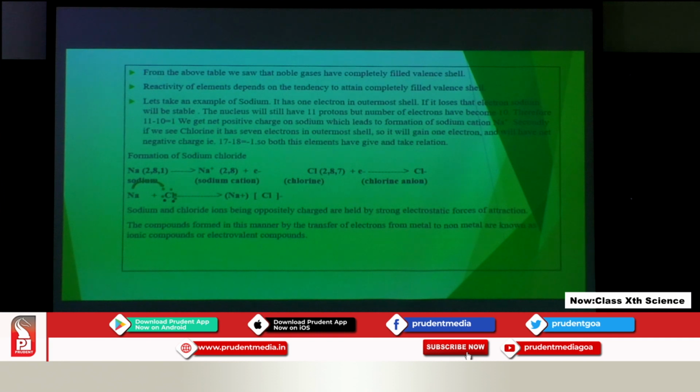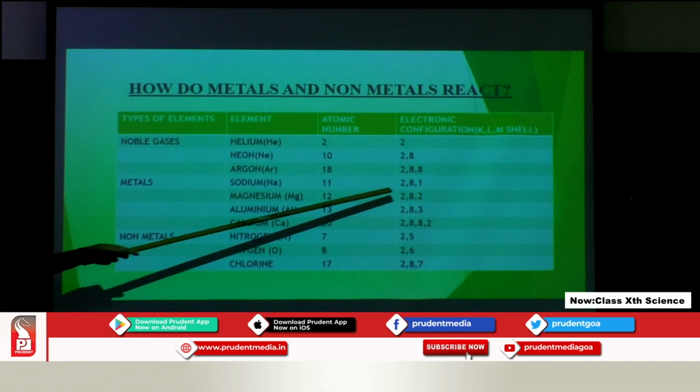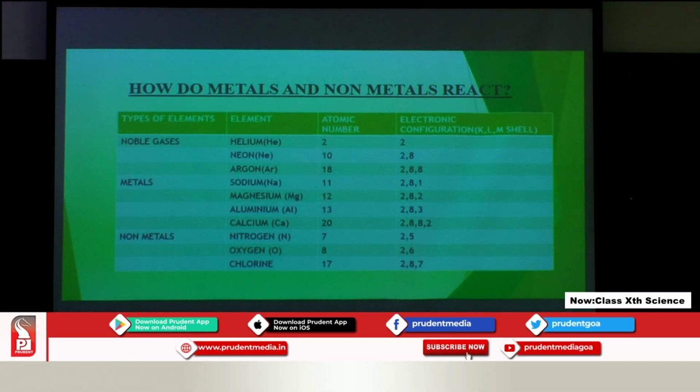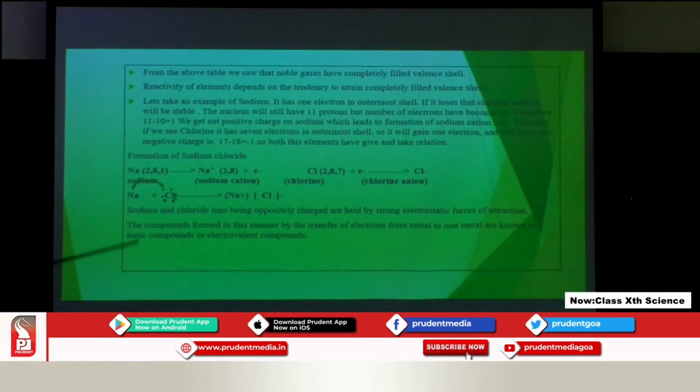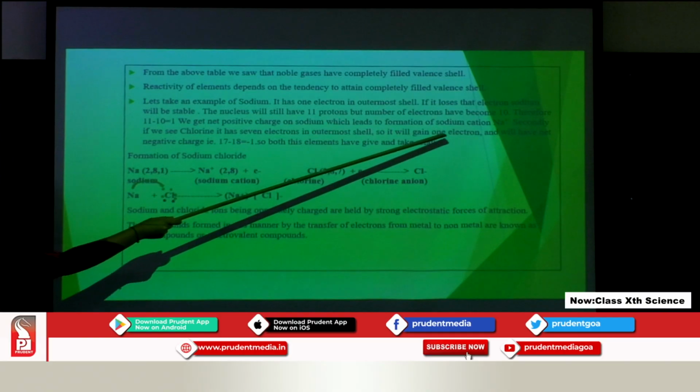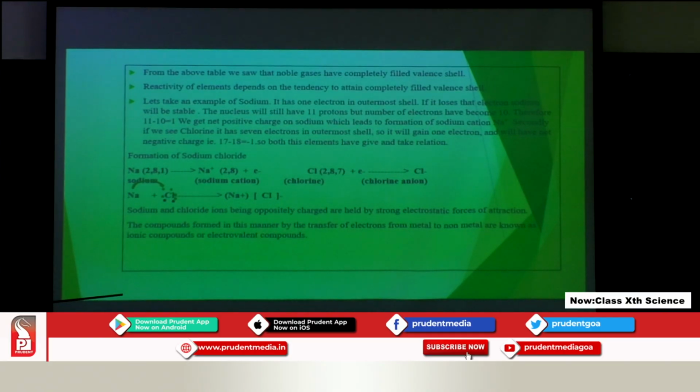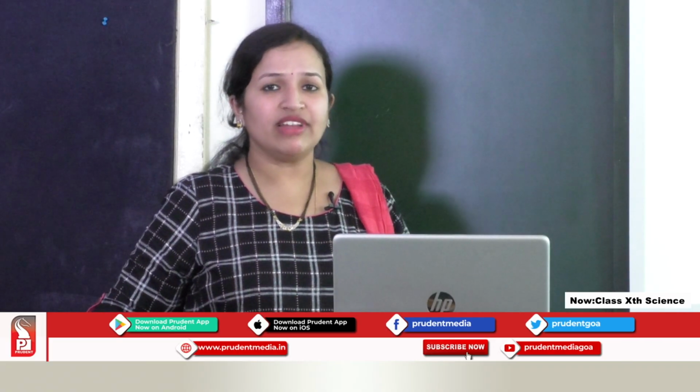Okay. Now, let us take an example of sodium. Sodium has one electron in the outermost shell. If it loses that electron, it will become stable. So, when it loses the electron in the outermost shell, sodium, which is a metal, will get converted into an ion, and that ion is a cation. So, when it loses the electron, we get the formation of a cation, that is Na plus.